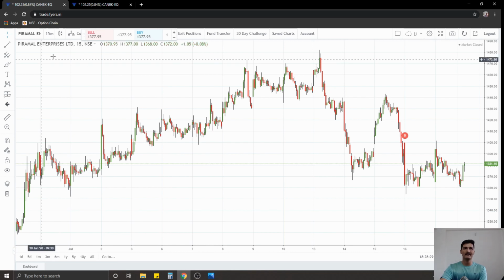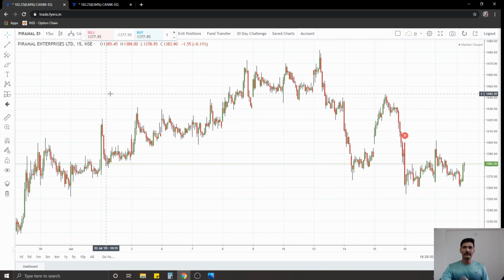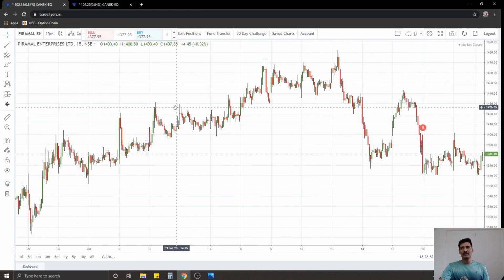Now, this is the chart of Piramal Enterprises. The time frame that we'll be using is 15 minutes, because I think most of you guys are strictly intraday traders. 15 minutes is a balanced time frame. It is not too aggressive or ambiguous, such as 1 minute, 5 minutes, and it is not overly conservative and imbalanced as the daily or 4-hour time frame. So we'll be using 15 minutes.